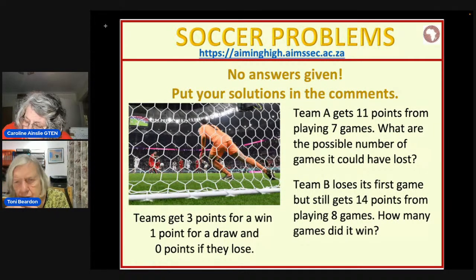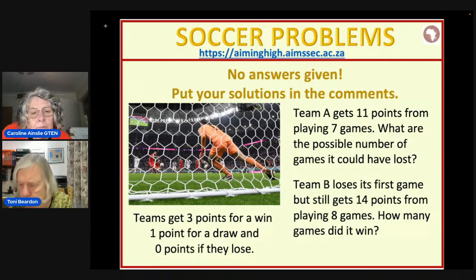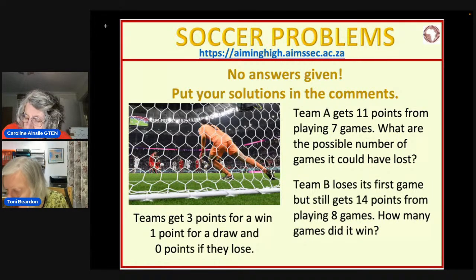If they won 2, I think that's the solution, Caroline. Win 3 and draw 1. No, that's only 10 points. That's not 11 points. Really? So that's 9. Win 3 is 9 points. Draw 1 is 2 points. I make that 11 points. No, they get 1 point for a draw. I wrote 2 points for a draw in my notes.